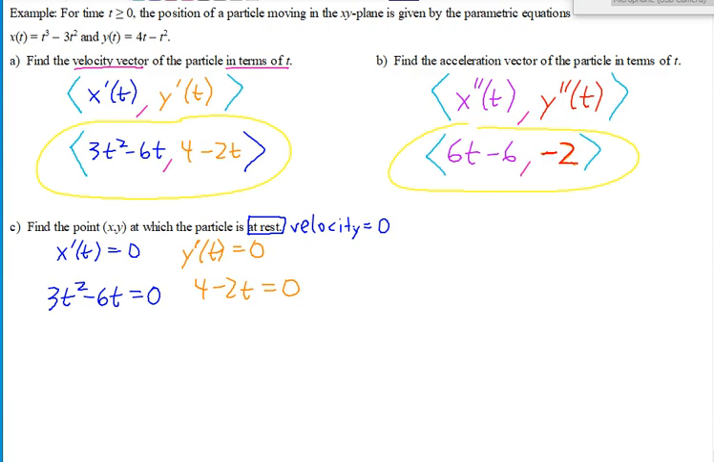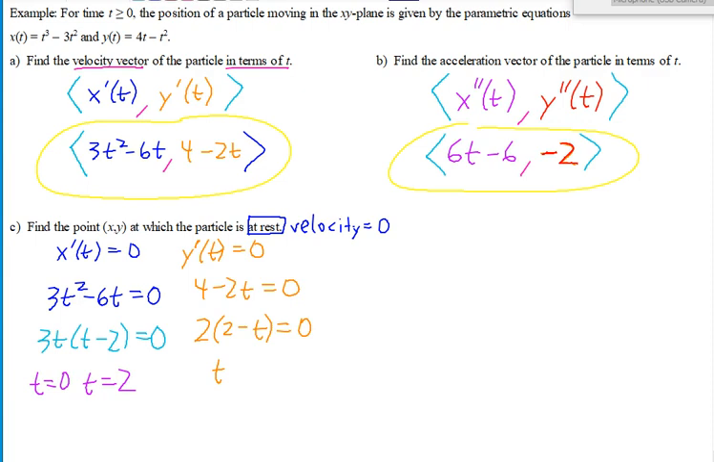And then we can solve this one by factoring. We can factor out the 3t, and you get t minus 2. So we get times 0 and 2. So that's when the particle's at rest in terms of its horizontal velocity. It's not moving. And when you solve this one, you can factor out the 2, or you could isolate the t either way, and you get t equals 2.